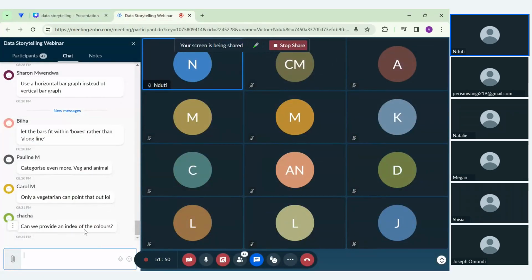We can provide an index of the colors. Thank you very much, Chacha, for that. We don't have a legend. We can give a legend for that, and that is something I left out. That's good. I noticed that, but I just decided to find the pipeline. We can add a legend, an index to the colors, tell people more about it, and it's very light.